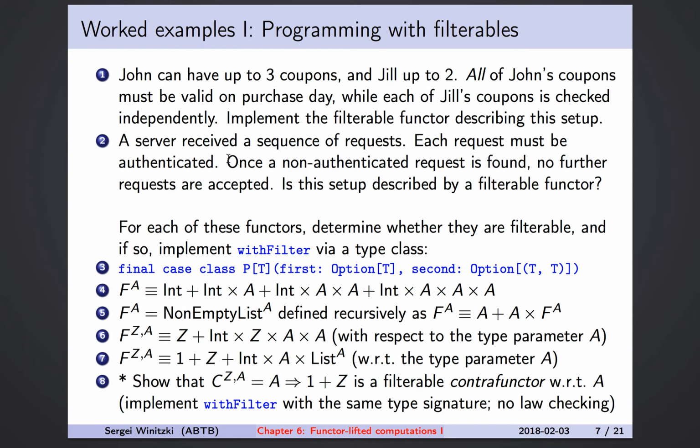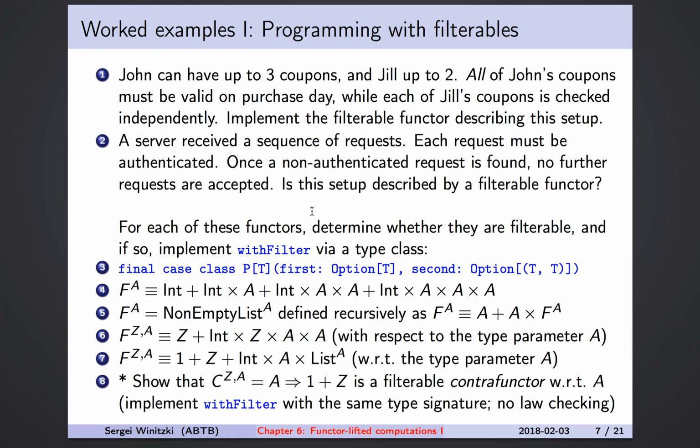And the third part into which we split the code is the filtering logic, which is which elements are retained and which elements are emitted under what condition. So the condition is already given, but then, for instance, for John, all coupons must be valid, or for Jill, they're all independent, and for the server, the initial subsequence must be all valid, and so on. So that logic is what the filterable instance implements. And so by recognizing these situations and structuring the code in this way, we separate concerns.